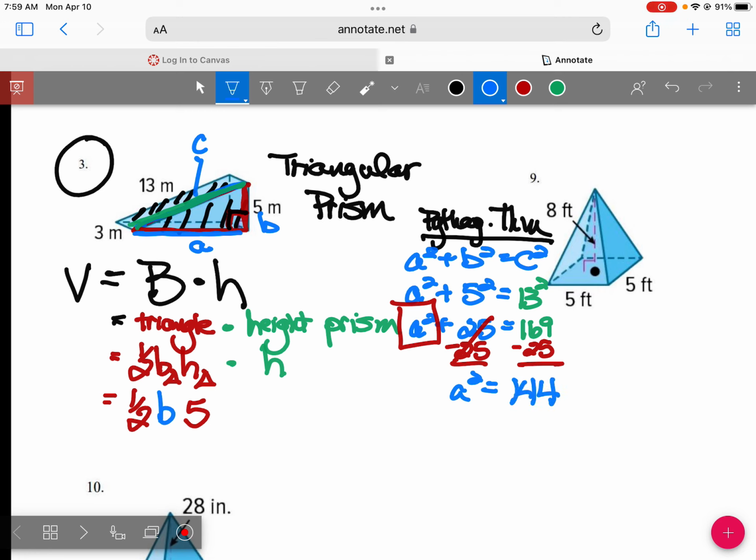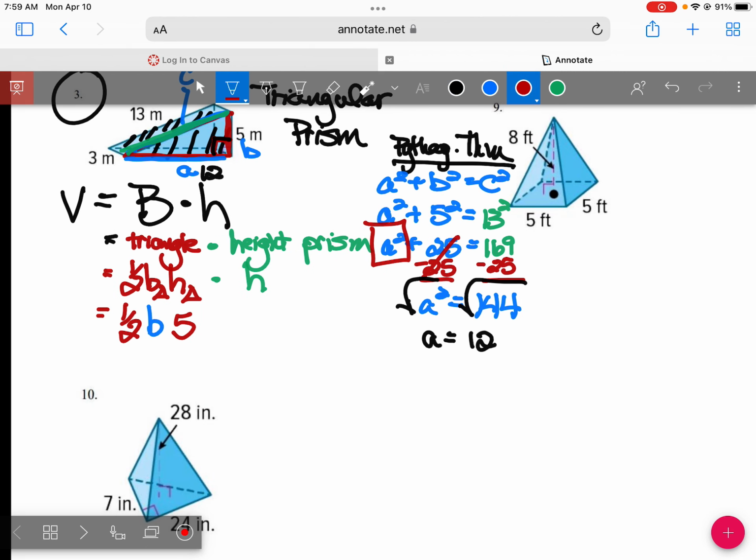But I don't want A squared, so I take the square root, and A is equal to 12. So A, in my triangle, that length of the base is 12. So I get 1/2 times a base of 12 times 5. Half of 12 is 6, and 6 times 5 is 30 meters squared. That is just the base.